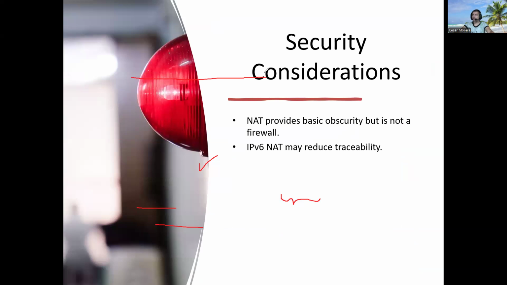Now, let's clear the board for a moment and talk about security considerations. NAT provides basic obscurity, but it is not a firewall. IPv6 NAT may reduce traceability. So it will give us some kind of security, but not all the security that we want in our networks. So it is important, even though we are using NAT for IPv4 addresses, to have our security in place, in this case firewalls, when required to protect our networks.